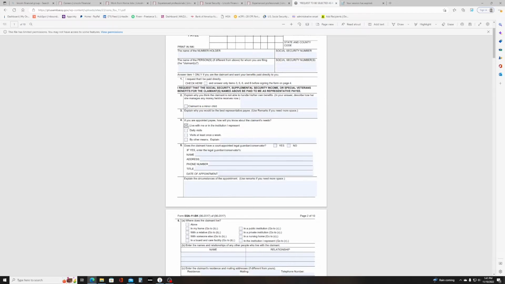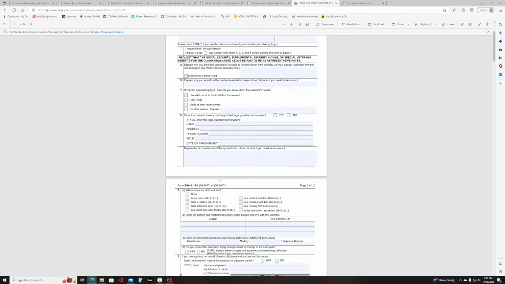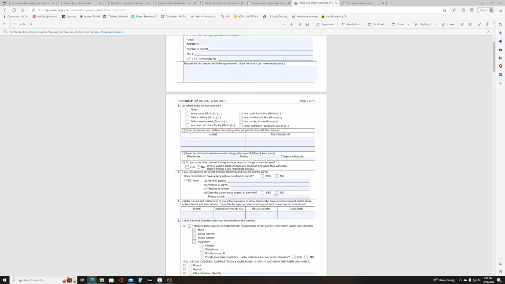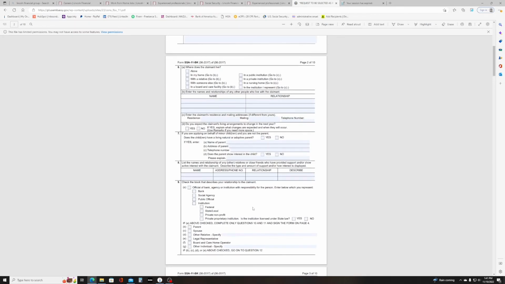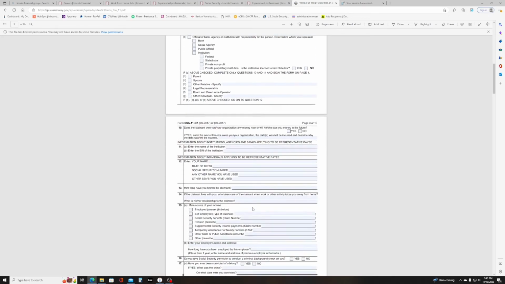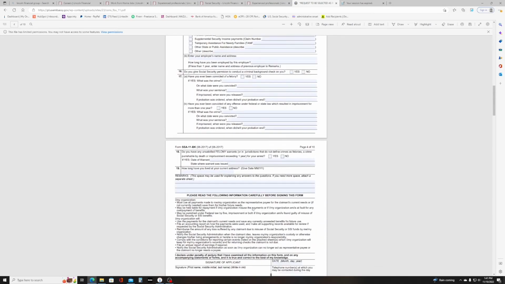Now this would be like lives with the institution. So again, this would be like assisted living. How often do you visit this person? And so on and so forth. A lot of these questions are pretty straightforward. Some of these you probably won't have to answer depending on the situation and your family composition.